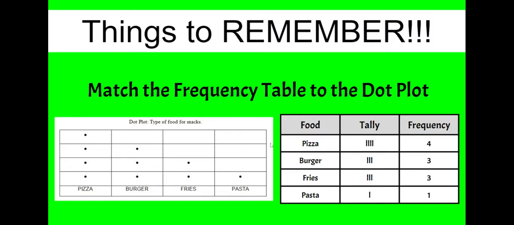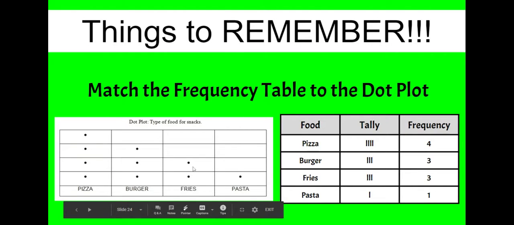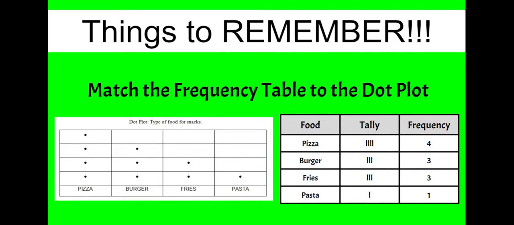Also, you need to make sure that the dot plot matches the frequency table. And for example, this is the one that you guys were able to find that there was only 2 fries, but on the frequency table it says there should have been 3. So this dot plot was wrong. There should have been 1 more dot for fries. So these are just things that you guys need to remember.